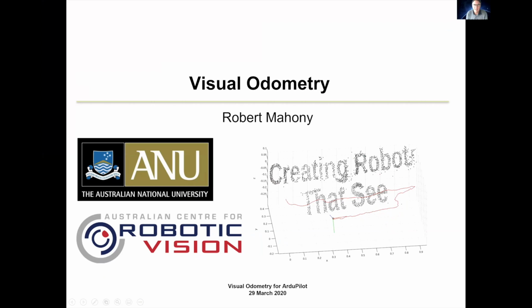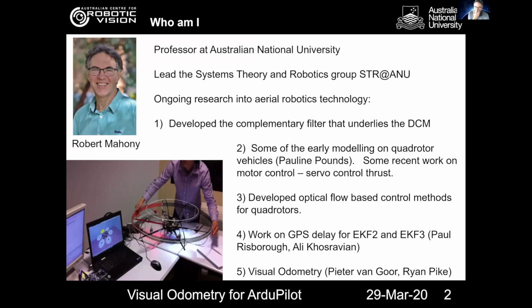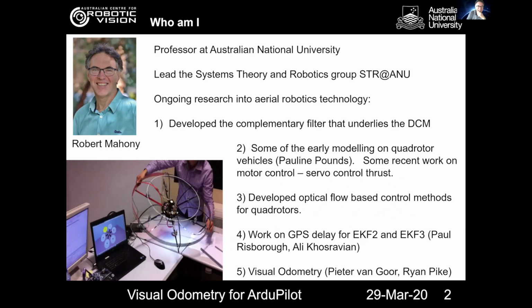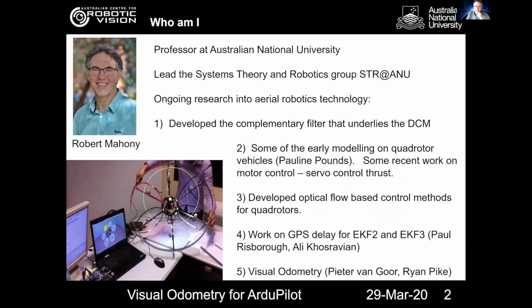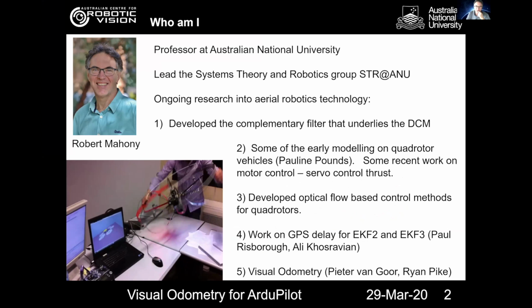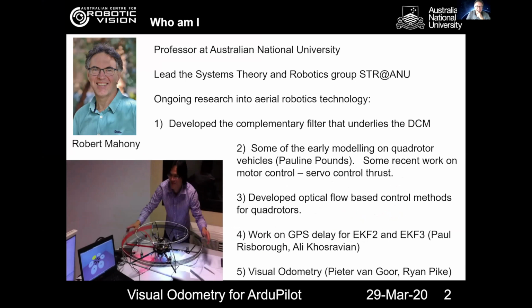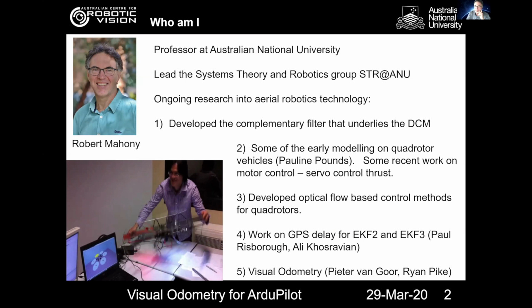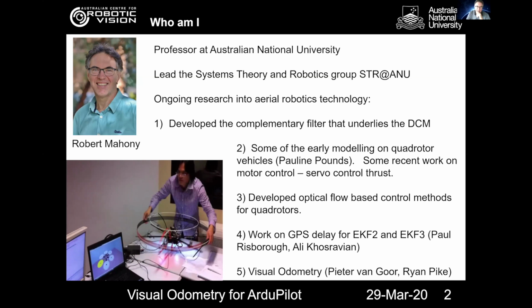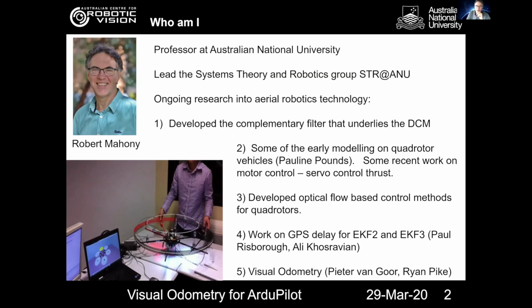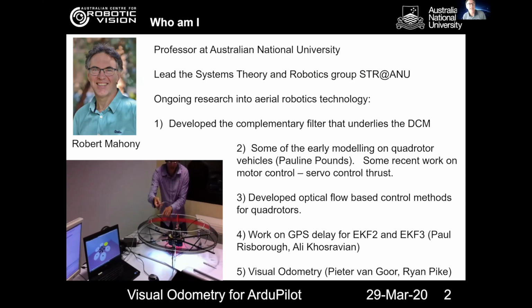I thought I'd just start, because I'm not so much a part of this community, by saying who I am. I'm a professor at ANU, and I lead a systems theory and robotics group here. I've been working in aerial robotics technology for 22 years now, since 1998, trying to make a helicopter fly. As Tridge said, some of the work that we did back in 2005 or so was pretty fundamental in getting the DCM flying. So that was sort of a contribution.